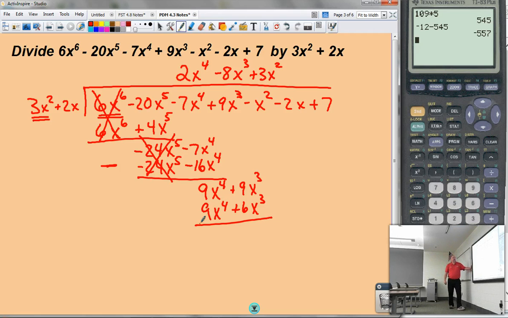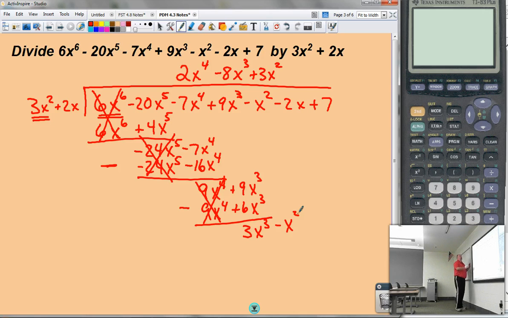Okay? Subtract. 9x to the fourth will drop out, and then 9 minus 6 gives me 3x cubed, and I'm going to just bring down the minus x squared. And I'm going to take a break there just for a second so you can get caught up. Okay? This is a slow process. On the bright side, I'm not going to ask you to do too many of these, but when you are doing them, please pay attention to detail. So I have 3x cubed left minus x squared, and I still have a minus 2x and a plus 7.